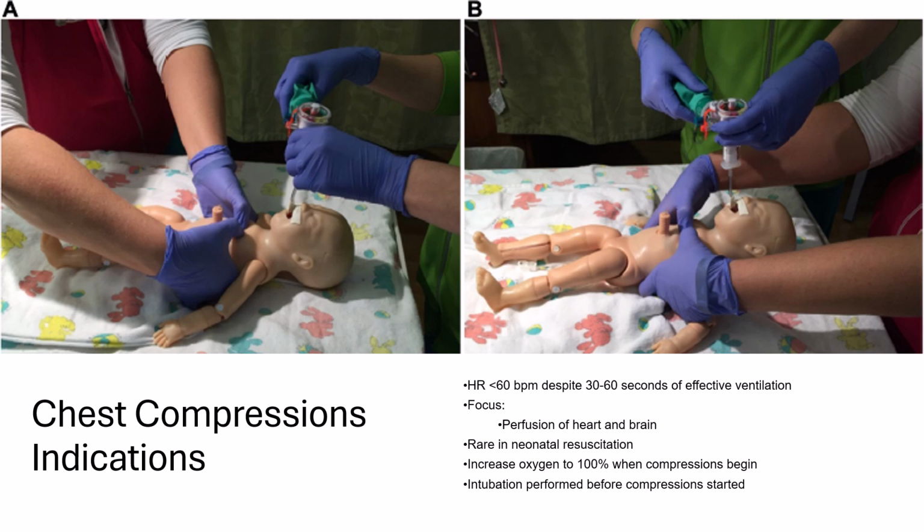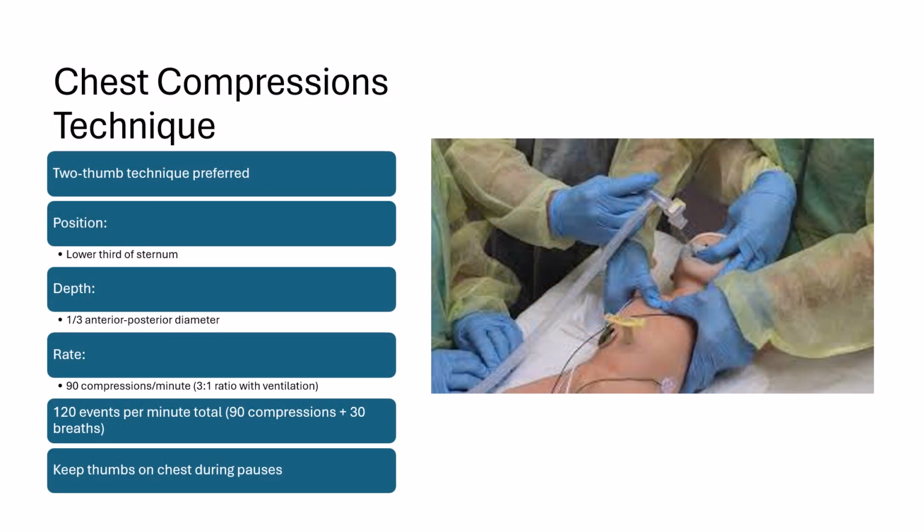Once compressions begin, immediately increase oxygen to 100% to maximize oxygen delivery during this period of compromised circulation. Remember, effective ventilation is your priority, and securing the airway first sets you up for the best possible outcome. For chest compression technique, the two-thumb method is preferred over the two-finger technique. Position your thumbs on the lower third of the sternum, just below the nipple line.